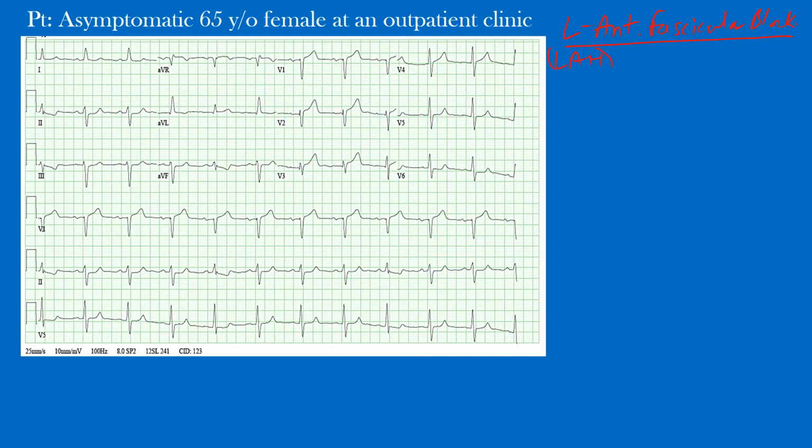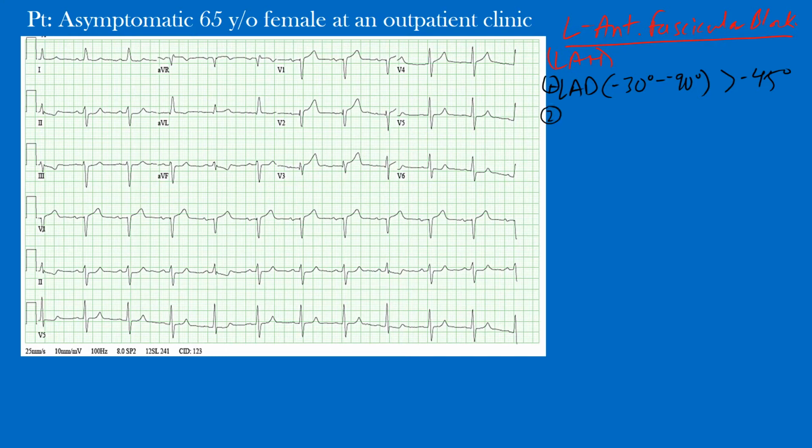One of the first things you should know is that there's left axis deviation, okay? Left axis deviation is from -30 to -90 degrees, because we know normal axis extends from +90 to -30 degrees. And normally you'll see this left anterior fascicular block when the axis is greater than -45 degrees.